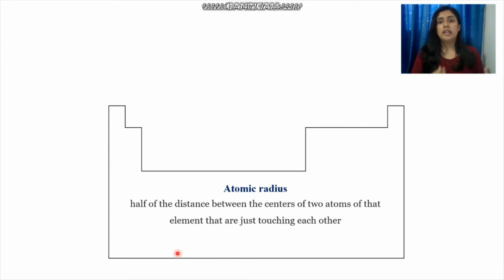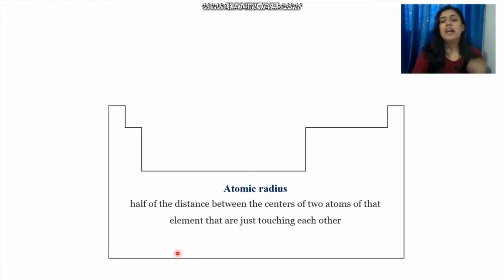So a way to find out the atomic radius is to consider two atoms of the same element that are touching each other, and then draw a line between the centers of the two atoms. You take that distance between the centers and halve it. Half of that distance would be equal to the atomic radius, which is generally represented in picometers or nanometers.